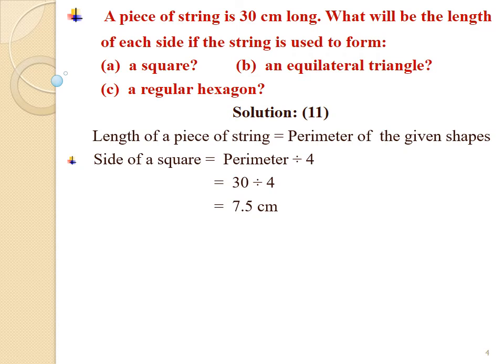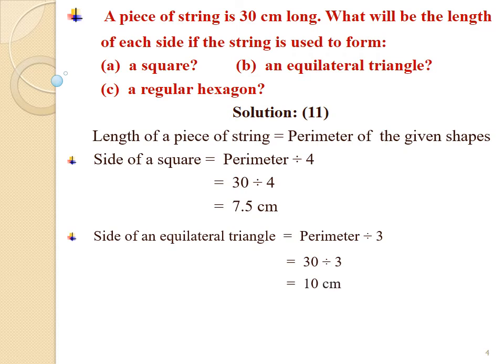Now, solution of sum B. Side of an equilateral triangle equals perimeter divided by 3, equals 30 divided by 3. Now, dividing 30 by 3, we get 10. Thus, the side of an equilateral triangle is 10 centimeters.